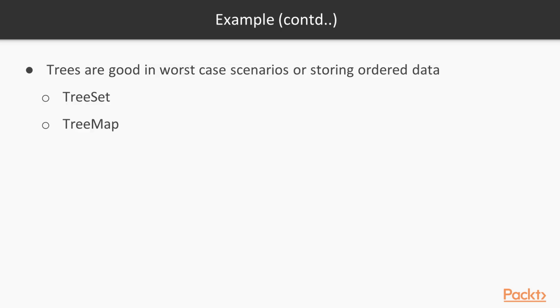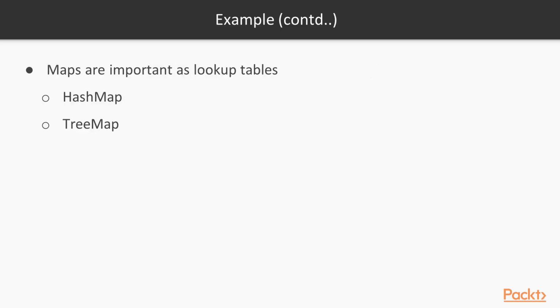So if you need data to stay ordered as it's being inserted in the collection, you should probably use trees. Maps are basically used as lookup tables. If you need to constantly retrieve an element from some list, let's say by its key or ID, you should go for a HashMap or TreeMap. And again, if you need that HashMap to be ordered, then you should probably go for a TreeMap.